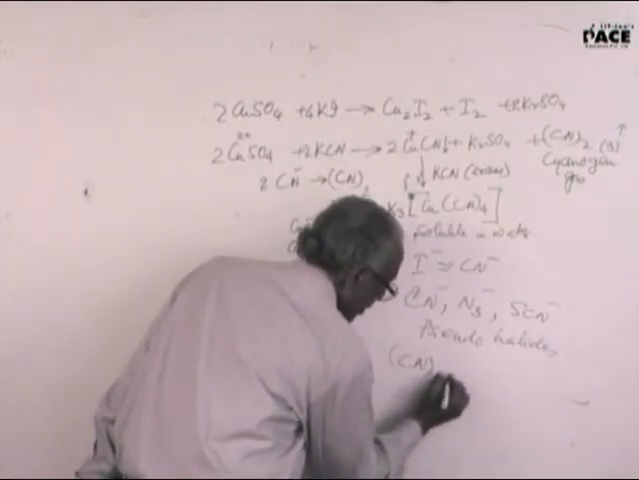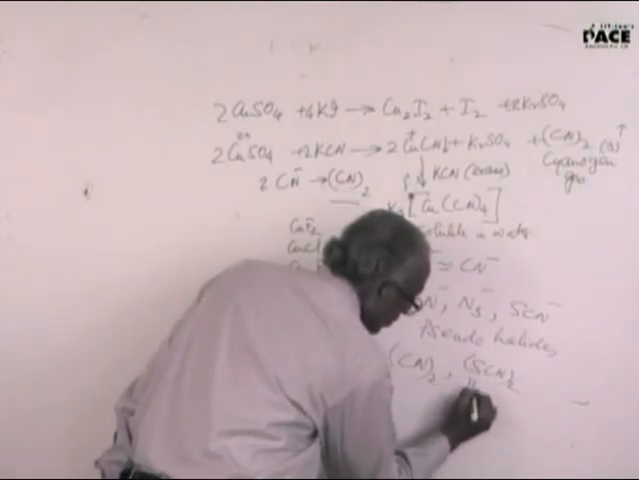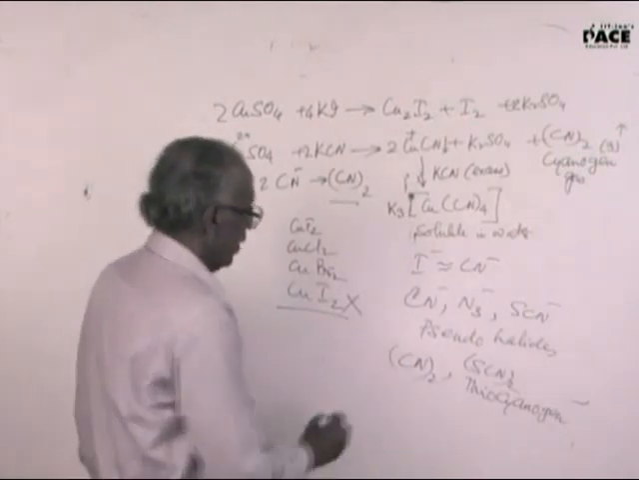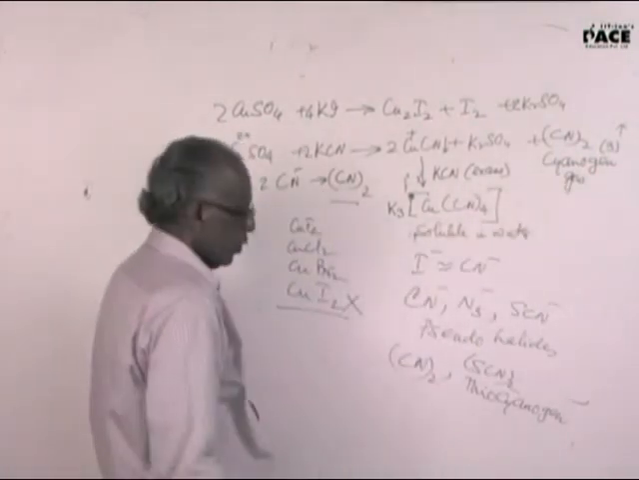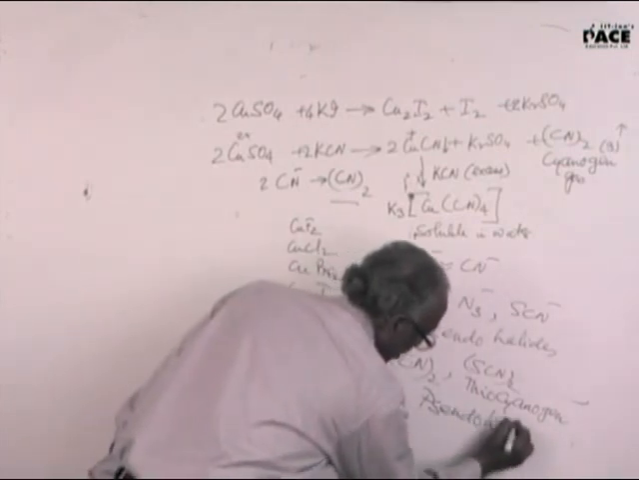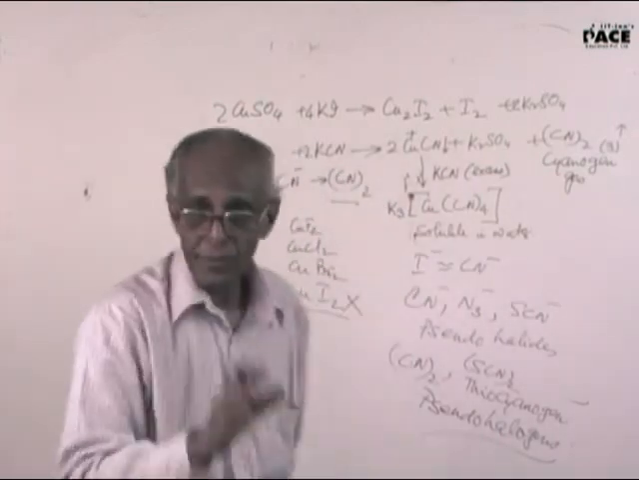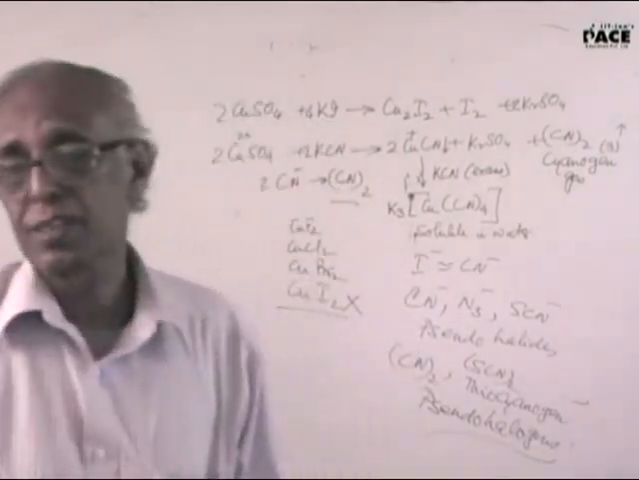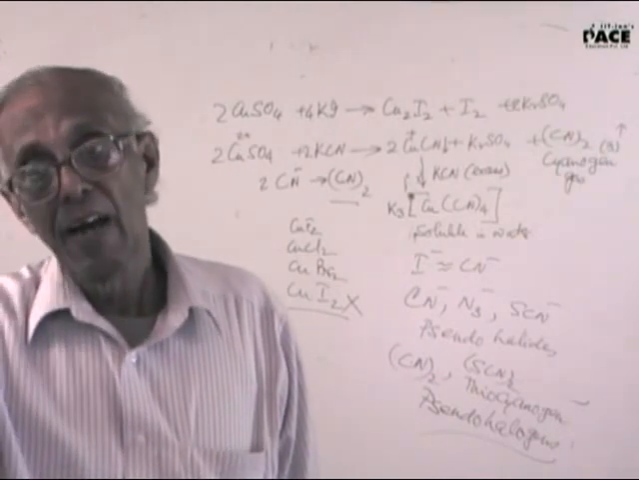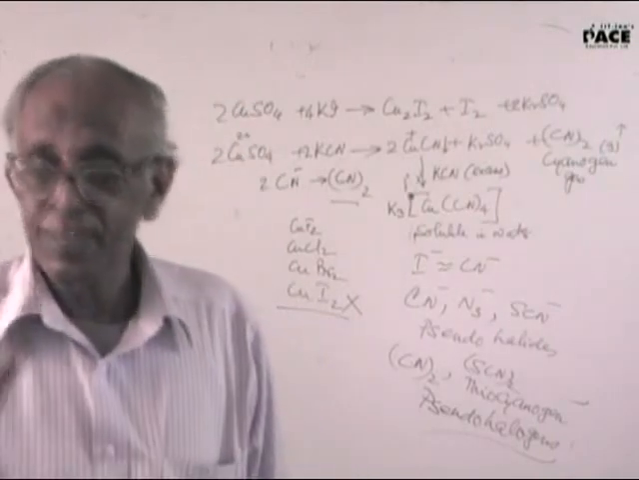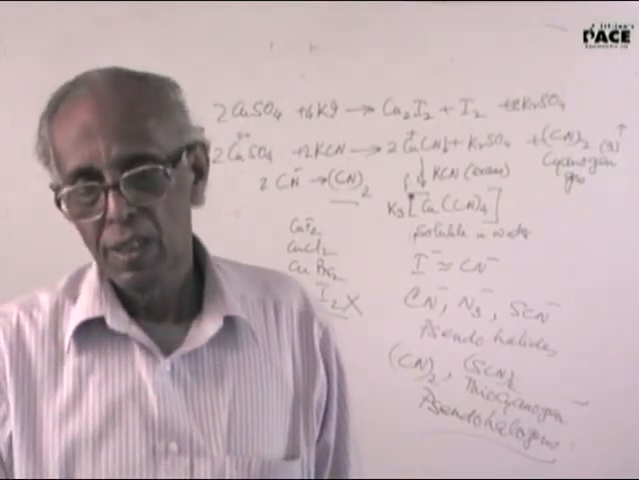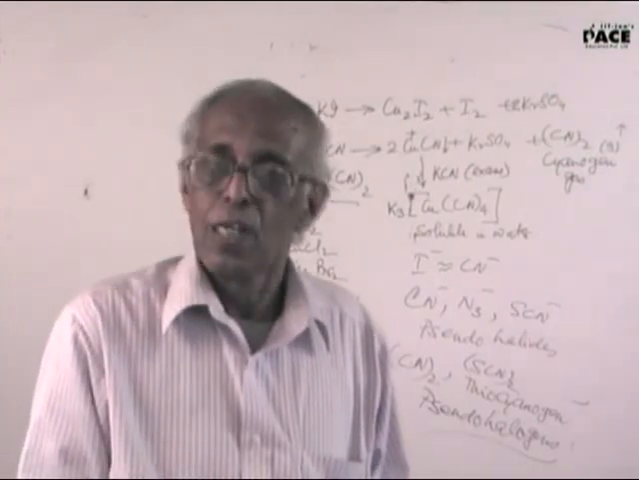And cyanogen, this I have written already here, cyanogen. So cyanogen and thiocyanate behave like halogen, so they are called pseudo-halogens. They are not halogens, but they give similar reactions like halogen. Cyanide, azide, and thiocyanate are not halides, but they give a chemical reaction similar to halide, so they are called pseudo-halides.